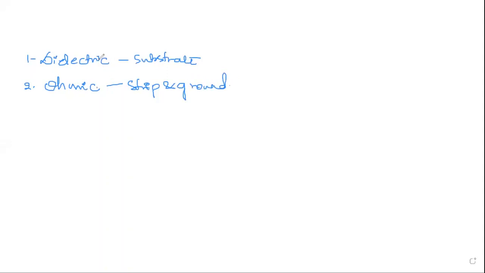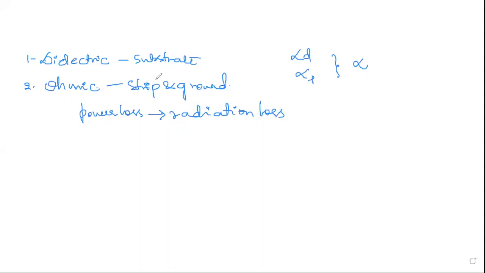Now, the sum of these two losses, suppose I take alpha D and alpha C, can be related to the attenuation factor, that is alpha, in terms of unit length. So you have to find out the relation of this attenuation with respect to the sum of dielectric and ohmic loss. Along with the dielectric loss and ohmic loss, there will be a small amount of power loss occurring in the microstrip line, which is nothing but the radiation loss. So you will be looking into three different losses: dielectric, ohmic, as well as the radiation losses.